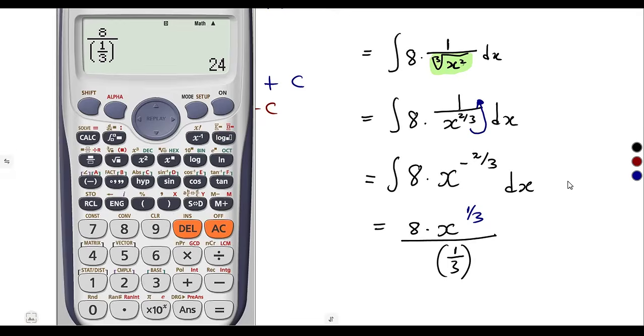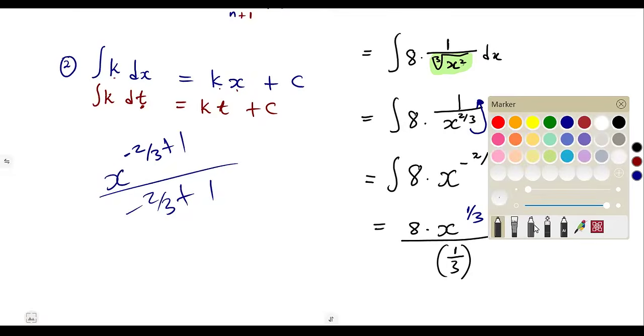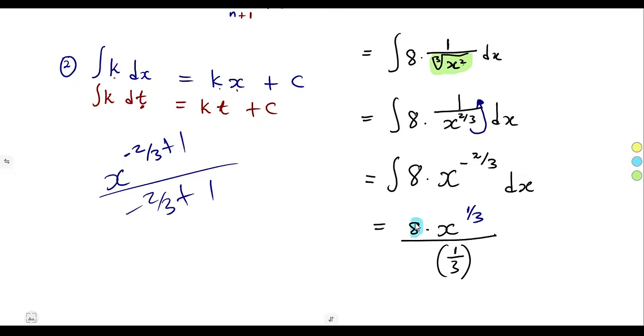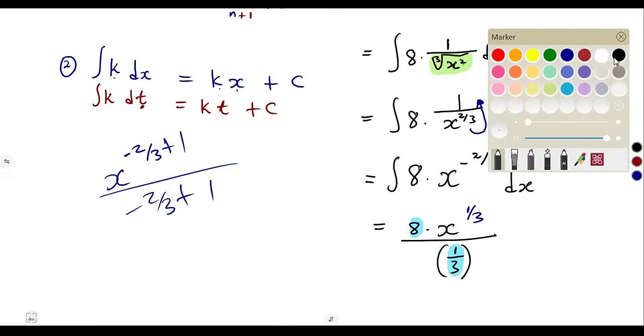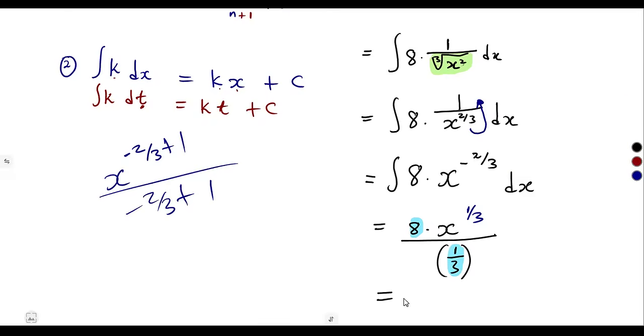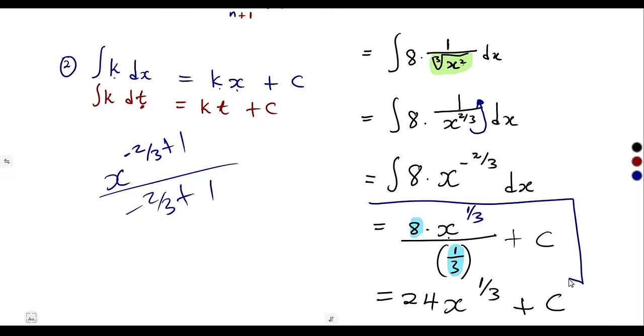24. So the whole part, if we are to divide this 8 by 1 over 3, we're going to obtain what? A 24. This is our case. So that was going to give us 24 X to the exponent of what? A third. We are integrating. The moment we are doing this, we are integrating, so we must have the constant of what? Of integration. From this stage here, we started to integrate.